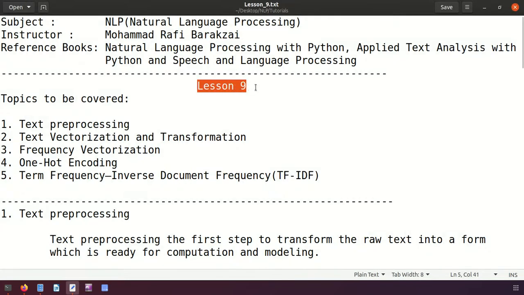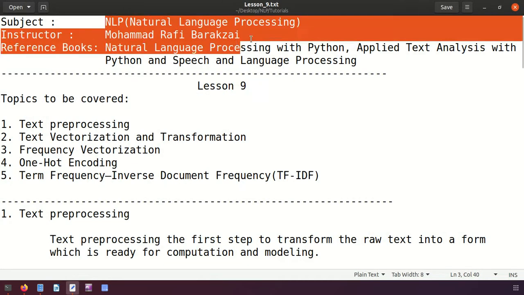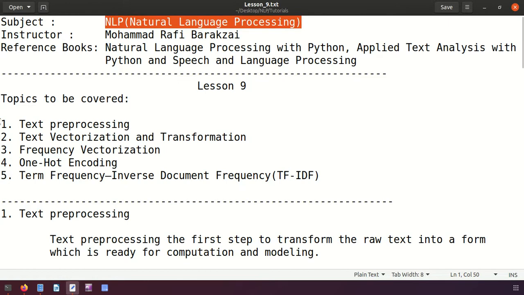Hello friends, this is lesson 9 of NLP, Natural Language Processing. In today's lesson we are going to cover the following topics.